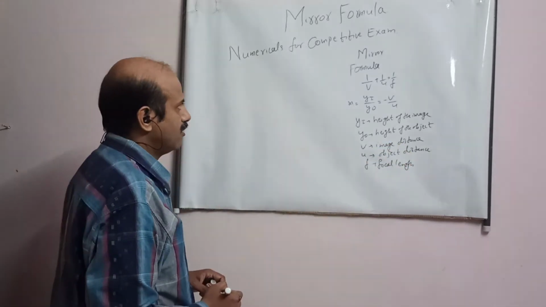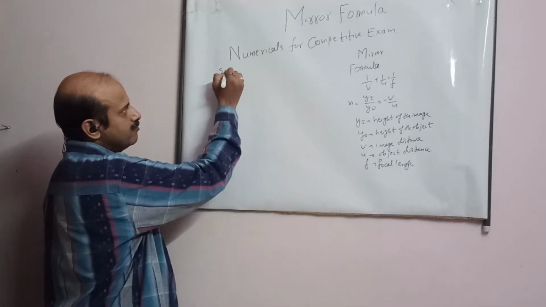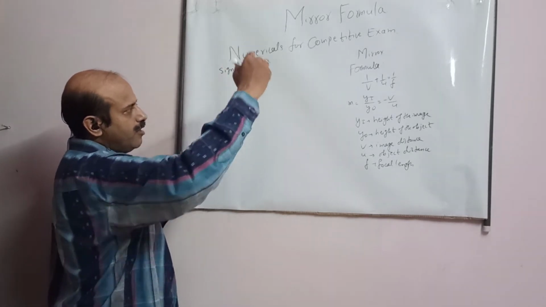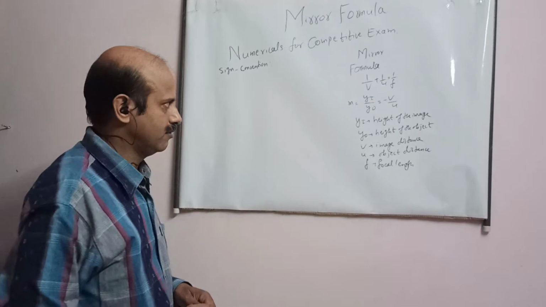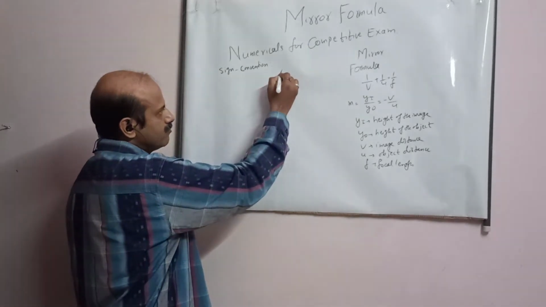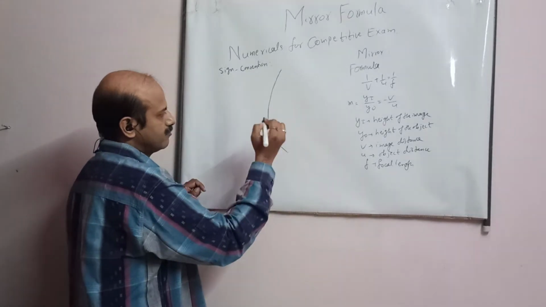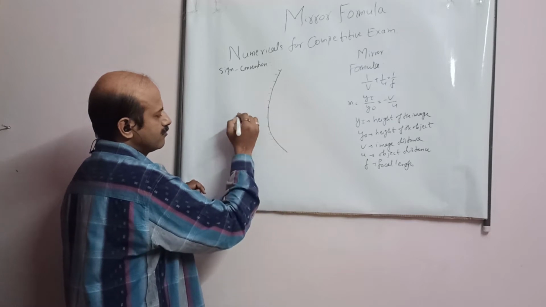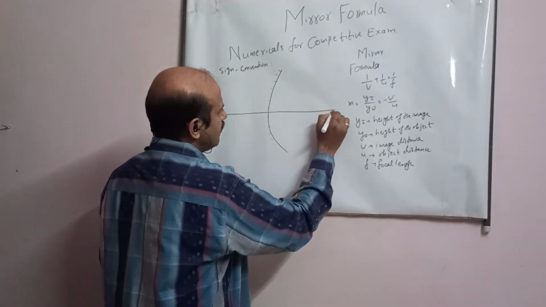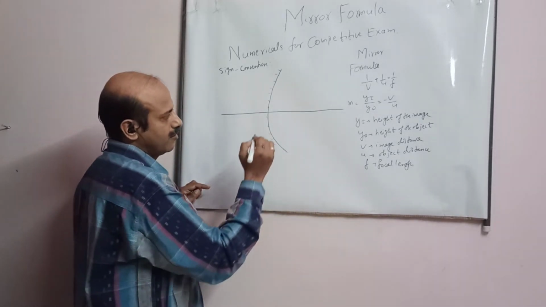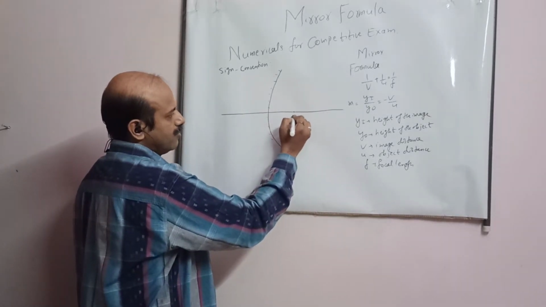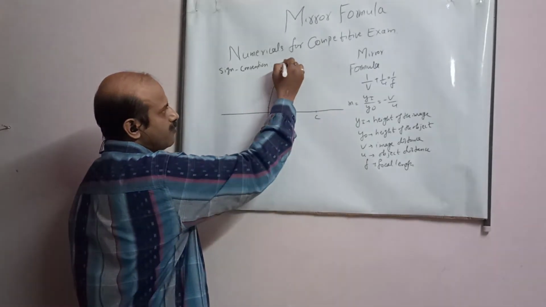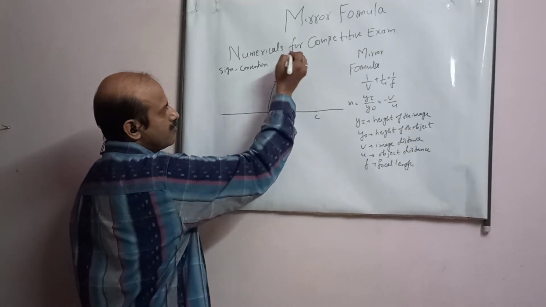Okay, student. Now, first, sign convention. This is the very important part which you must understand. If you understand this part, you can solve any numerical. For example, I have a concave mirror. This is the principal axis, student. Say this is F, this is C. Say this focal length is 10 centimeter.